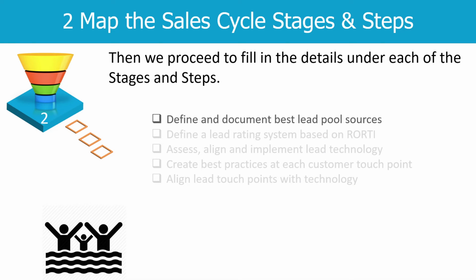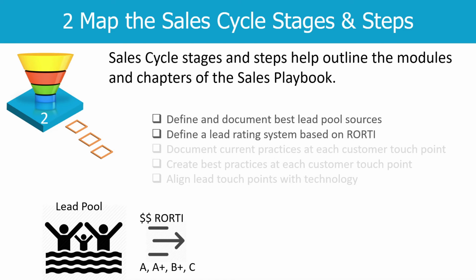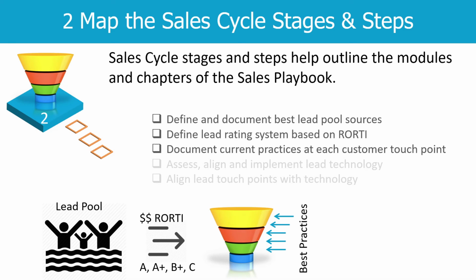In Step 2, we then proceed to fill out all the details under each of the stages and steps. This mapping process often includes defining and documenting best lead pool sources. Then we assign a rating system based on the viability and productivity of each lead pool. Then, moving along the sales cycle, we'll document the current practices at each customer touchpoint. Some of these current practices, I'll let you know, get adjusted as both reps and leadership teams see opportunities to right-size their market approach based on COVID-19 restrictions, new competitors, new product offerings or other types of considerations.